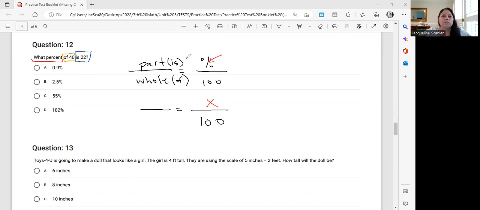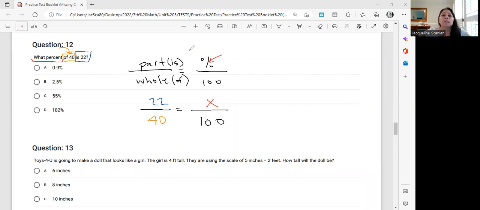It'll help you. So the number closest to the word "is" is 22. That goes in my numerator. And the number closest to the word "of" is 40. That's going to go in my denominator, right? So if I'm saying what percent of 40 is 22, "of 40" tells you that that's the total amount. That's how much you have. You have all of the 40, and you're trying to figure out what 22 is of that amount.